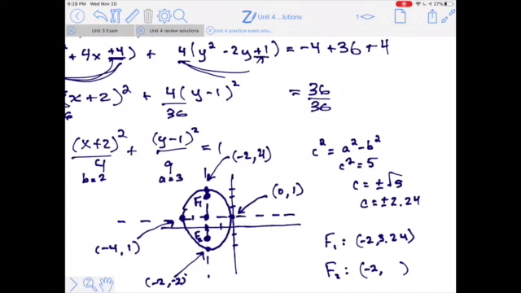And then, well, I got to think for a second here. That second focus, we're -2. We're supposed to go down 2.24, but then we back up 1. So yeah, -1. -1.24.